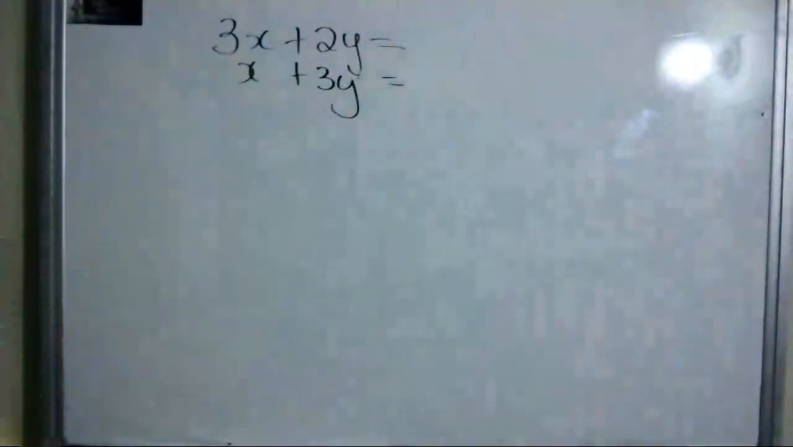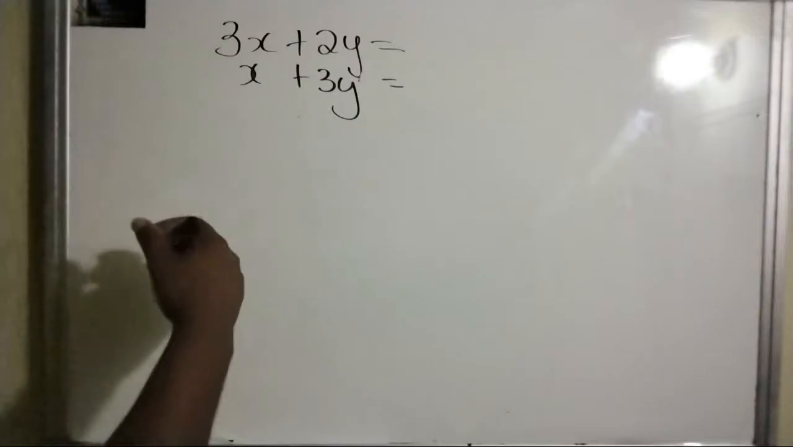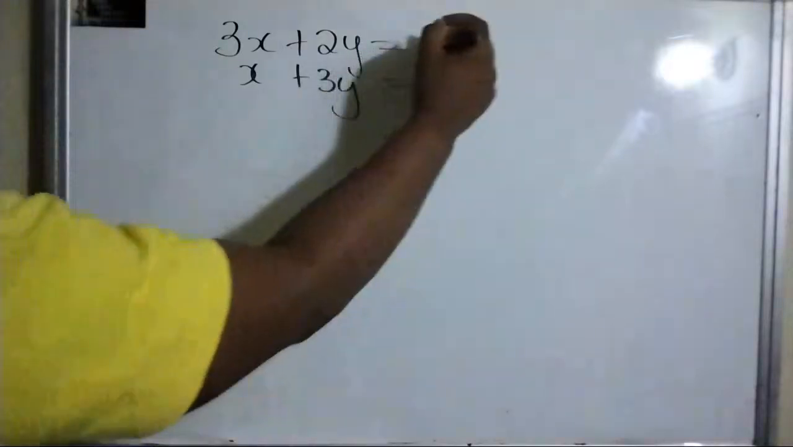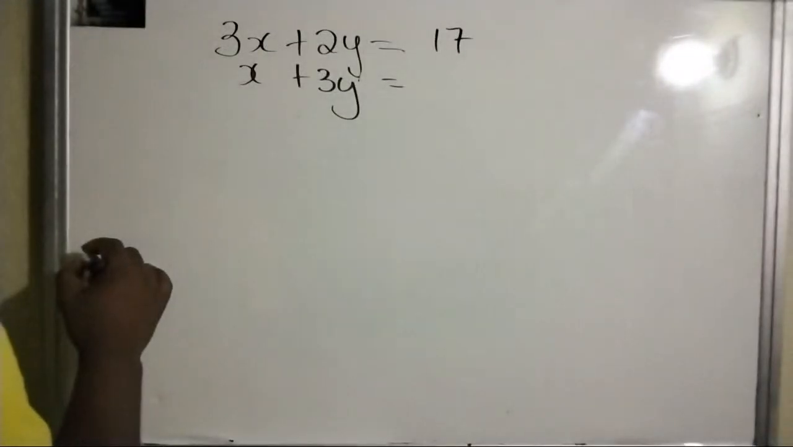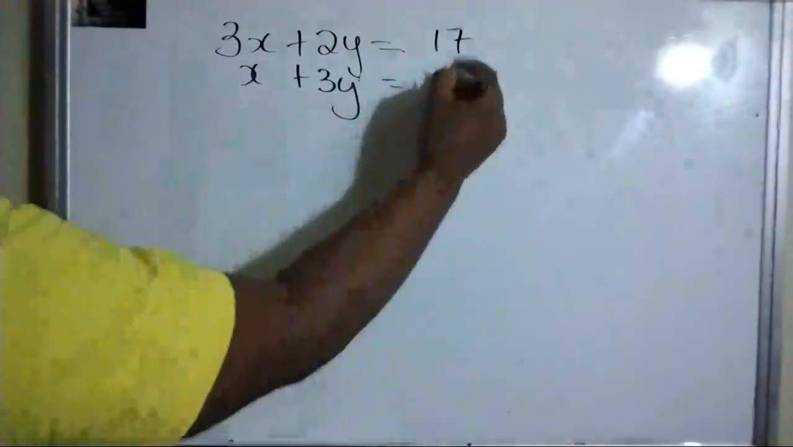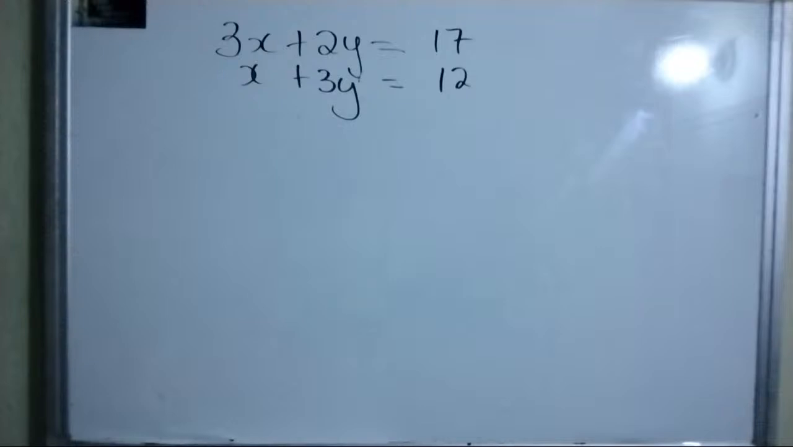Alright, this time we make both of them different in terms of the coefficient. So the x coefficient is different, the y coefficient is different. I'm going to put in some answers now. If you want to go ahead and try that, guys. So we have 3x plus 2y equals 17 and x plus 3y equals 12. For those of you who can go ahead and do it, you can.